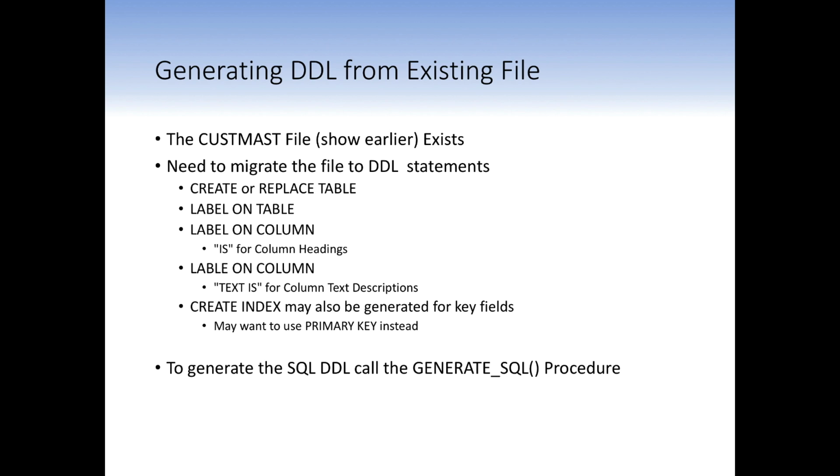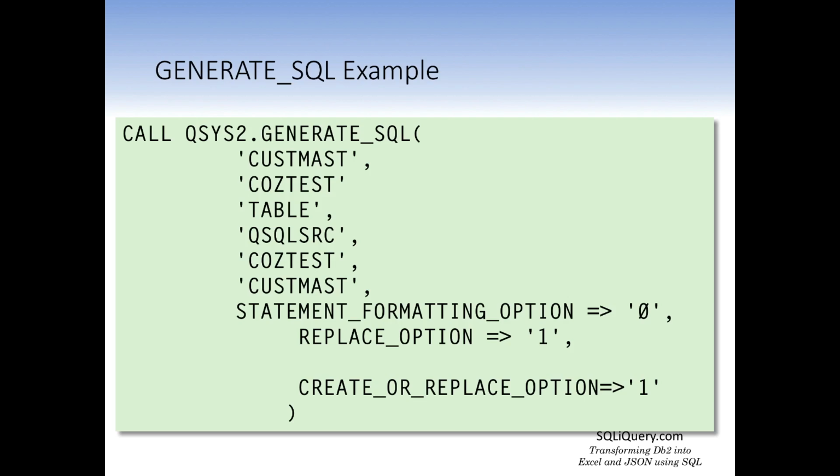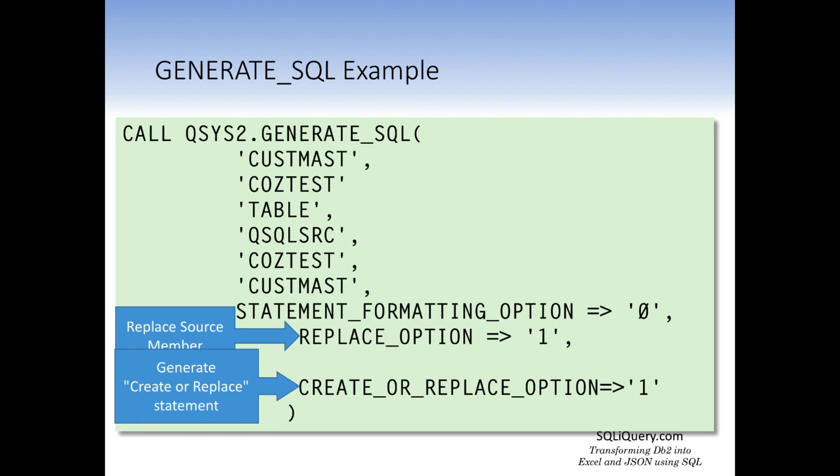Now, all we have to do is generate the DDL by calling the Generate SQL stored procedure. So here's the statement we're actually going to use. I've added an additional parameter here, REPLACE. This says replace the source member if it already exists. Since I was running this multiple times, I decided to add the replace option because it kept adding to the bottom of the source code. And then I also want to tell it to generate the create or replace table command, so I add CREATE_OR_REPLACE_OPTION equals arrow 1, with the 1 in quotes.